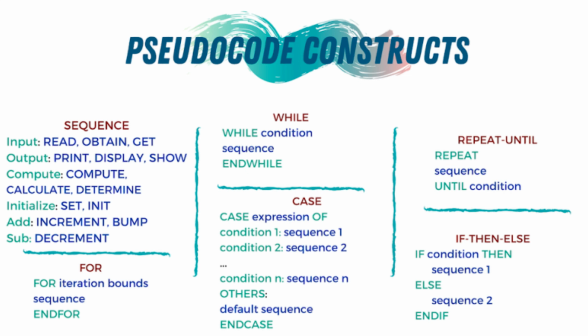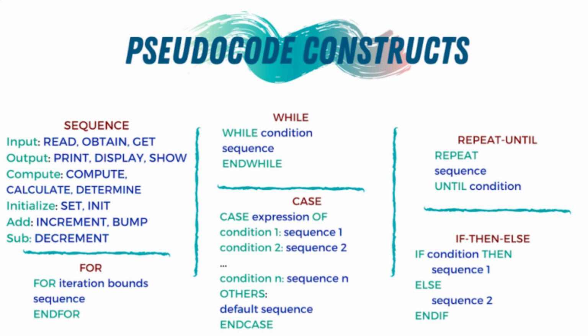One group of constructs involves when we have a sequence of actions, like capturing an input from a user, then outputting something back. Also at times, we need to compute values, as well as initialize values. And we usually find the need to increment and decrement values. So these are all found under the sequence group, and in dark blue, we have the actual words used in our pseudocode. Again, you don't have to use these exact words, but they are here as a guide. Then we have other constructs.